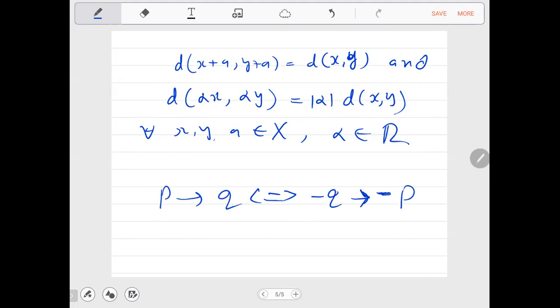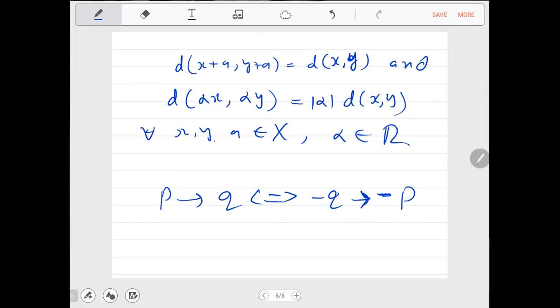So for example, if both of these two properties are not being satisfied, then we say that the metric is not induced by norm. So if you have to check whether a metric is induced by a norm or not, you can check these two properties, because if there is any metric which is induced by norm, that will satisfy these two properties. So if these two properties are not being satisfied, then the metric is not induced by norm.